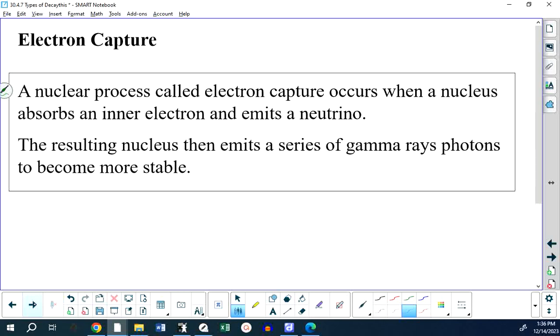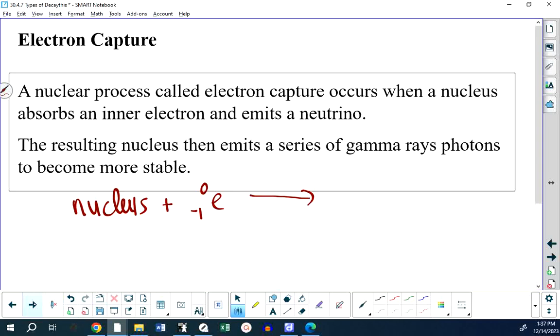Electron capture is basically just what it sounds like. A nucleus captures an electron. And the difference here is that you're going to have a nucleus and you're going to add an electron to it. Whether you call it a beta particle or an electron, I don't care. So then it's going to produce some stuff.